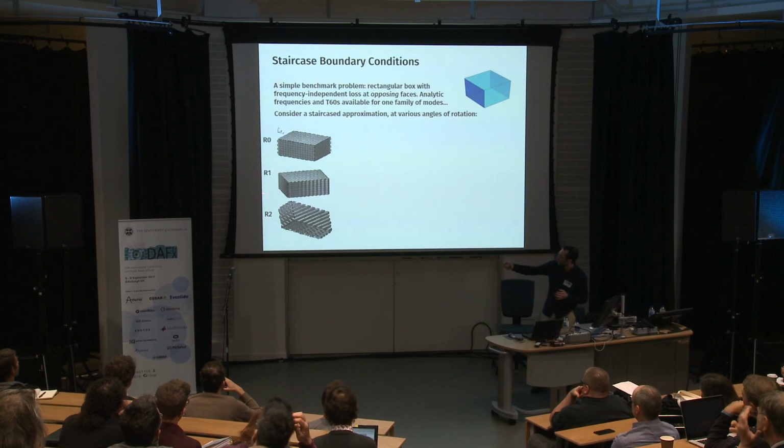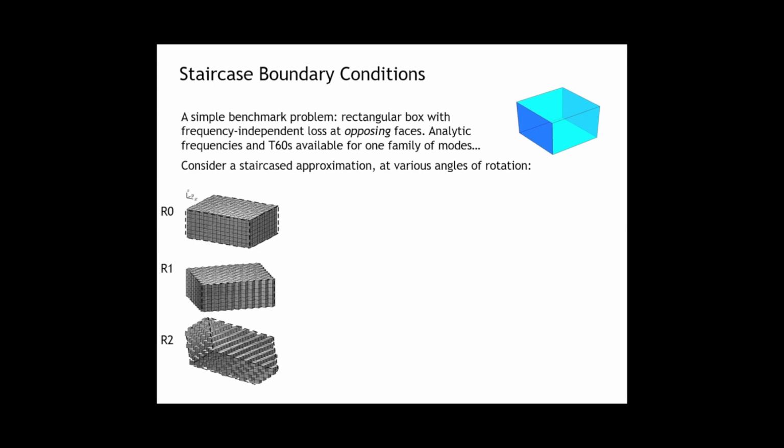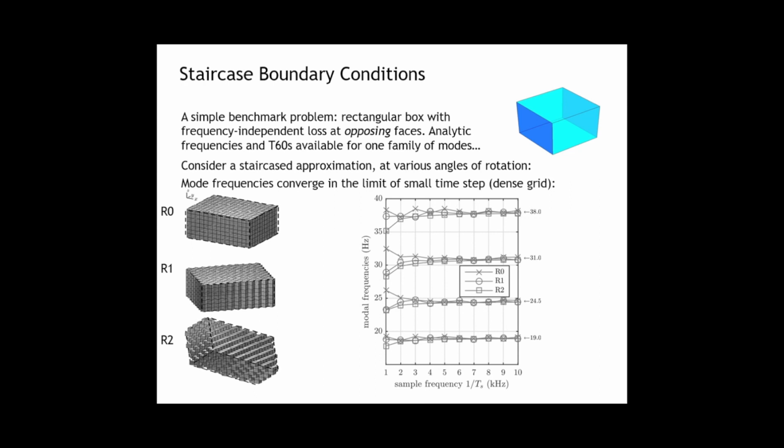So you can see these staircasing effects when you rotate the box and you fill it up with these kind of regular cubic cells. That's a volumetric way of seeing finite difference.